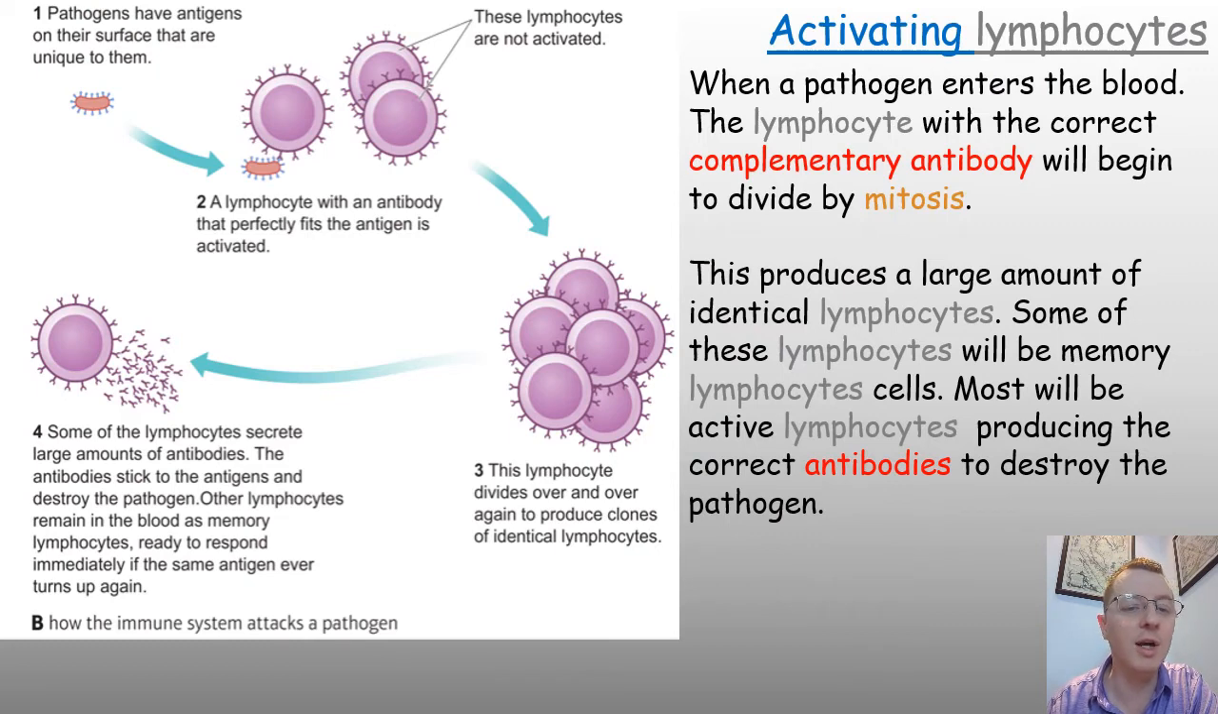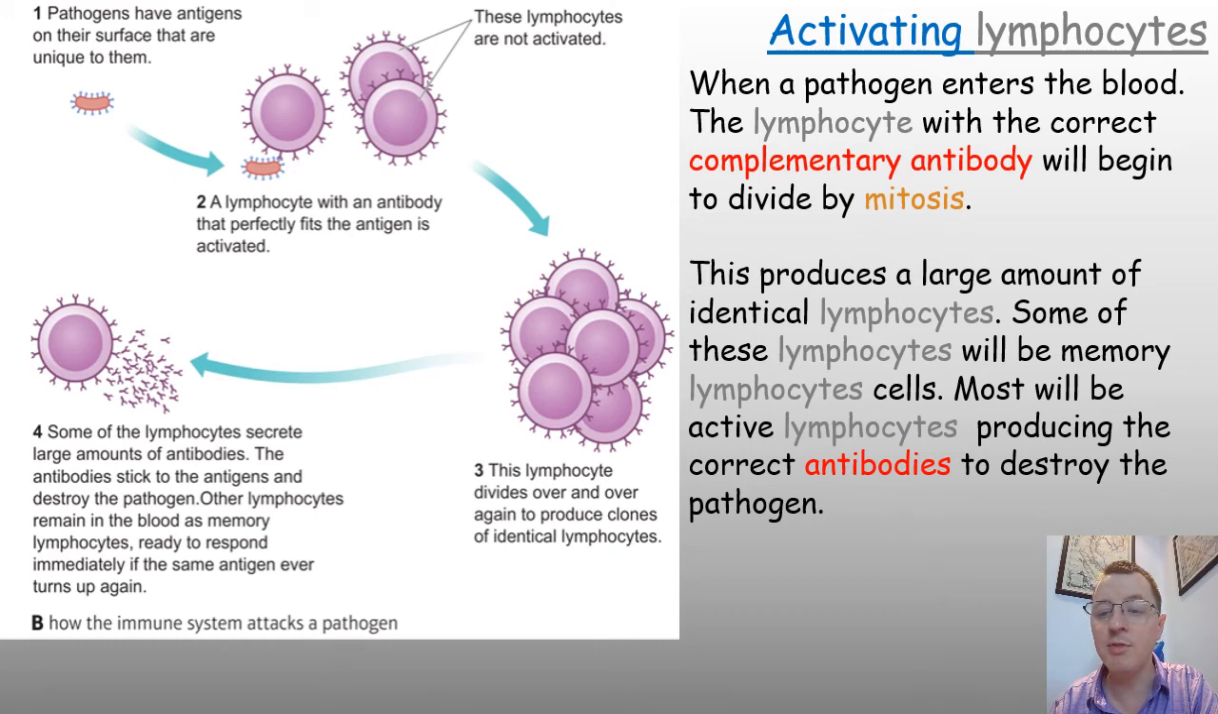So as you can see on the diagram to the left, when a pathogen enters the blood, the lymphocyte with the correct complementary antibodies will begin to divide by mitosis. You are born with a large range of lymphocytes that have the specific complementary antibodies to almost any antigen, but you have very low numbers of these cells, just one cell for each antigen. So when one of those cells matches the complementary antibody to the foreign antigen, those lymphocytes begin to divide by mitosis, and this produces a large amount of identical lymphocytes.